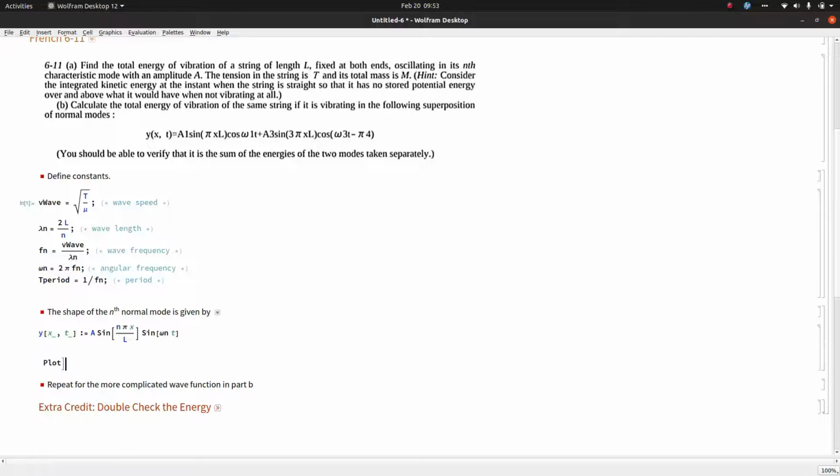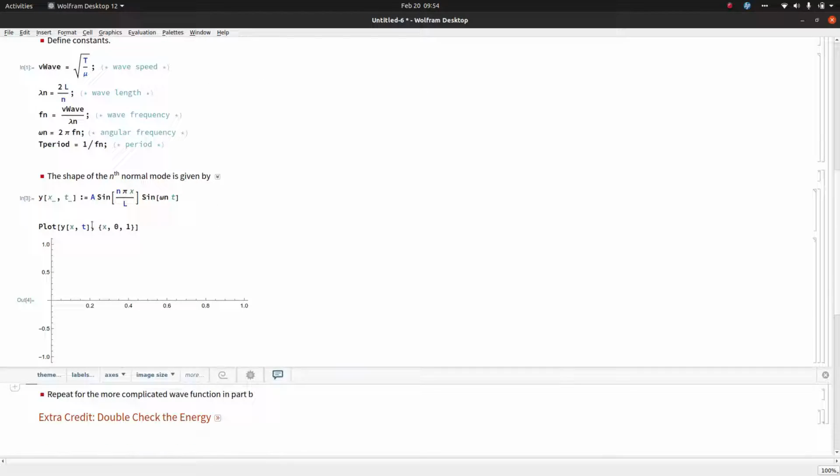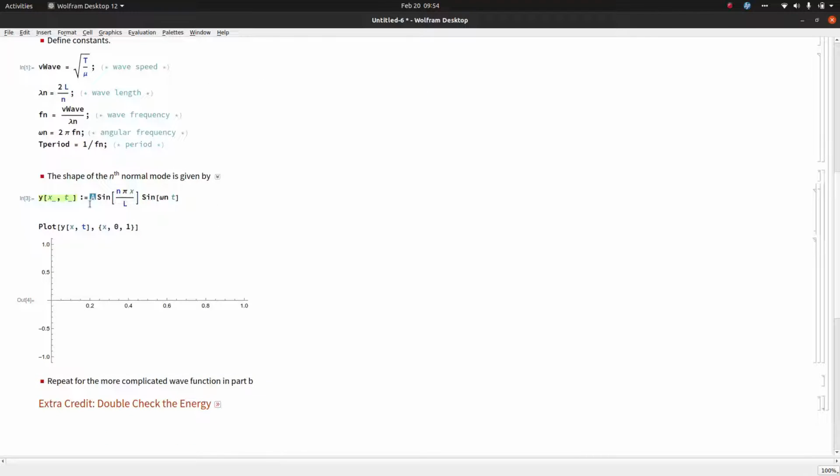Now we want to go ahead and plot this just to show that it is what I say it is. It looks like a standing wave. Get a nice visual here. We'll plot from 0 to 1. And you can see I'm not going to get anything if I try to plot that because I have undefined variables here. So let me go ahead and define all of these.